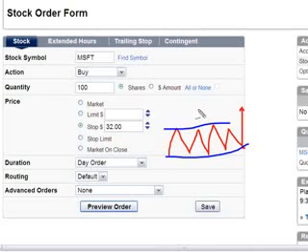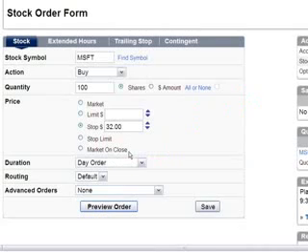If this resistance level is, let's say, 30, then I'm going to buy them only when they're at 32, when I've seen some serious upward momentum in the stock. That's essentially what the stop order is there for. The next one here is stop limit.